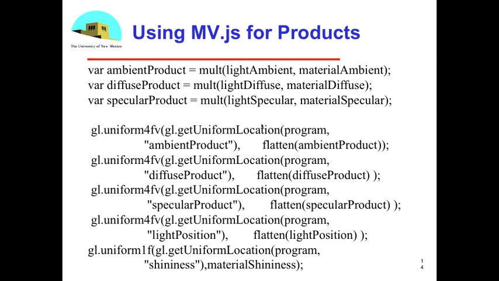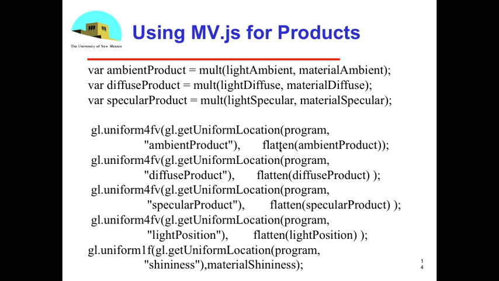Now, if we're going to do the calculation in the shader, then I have to get this information to the shader. So what I'm going to do is just send them over as uniforms. Here's the standard uniform way of sending them over. They're four-dimensional the way that I've done them. So I'm going to get the uniform location for the program. I can combine this all in one line. Get the uniform location from the program object. We're going to give them the same name in the shader: ambient product, diffuse product, specular product.